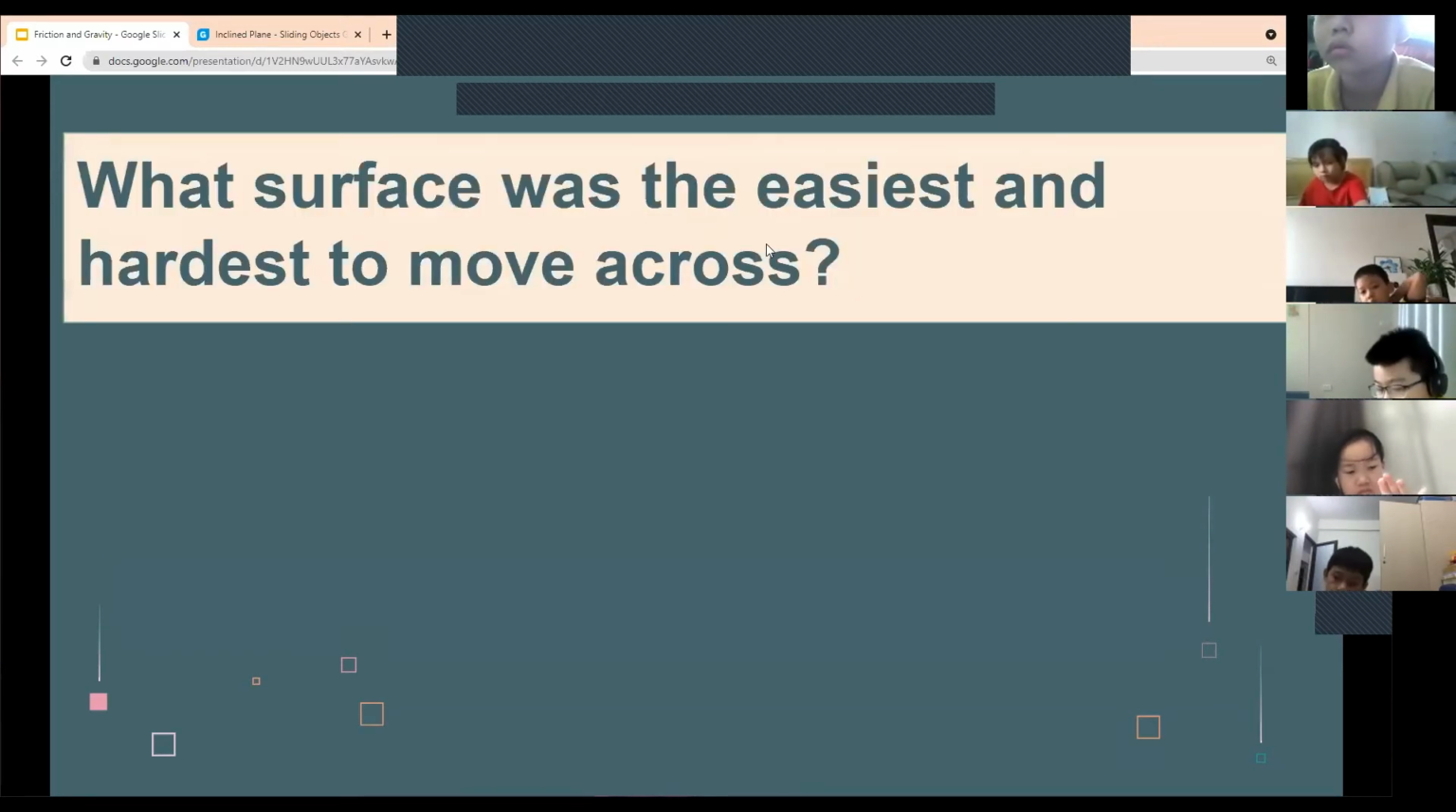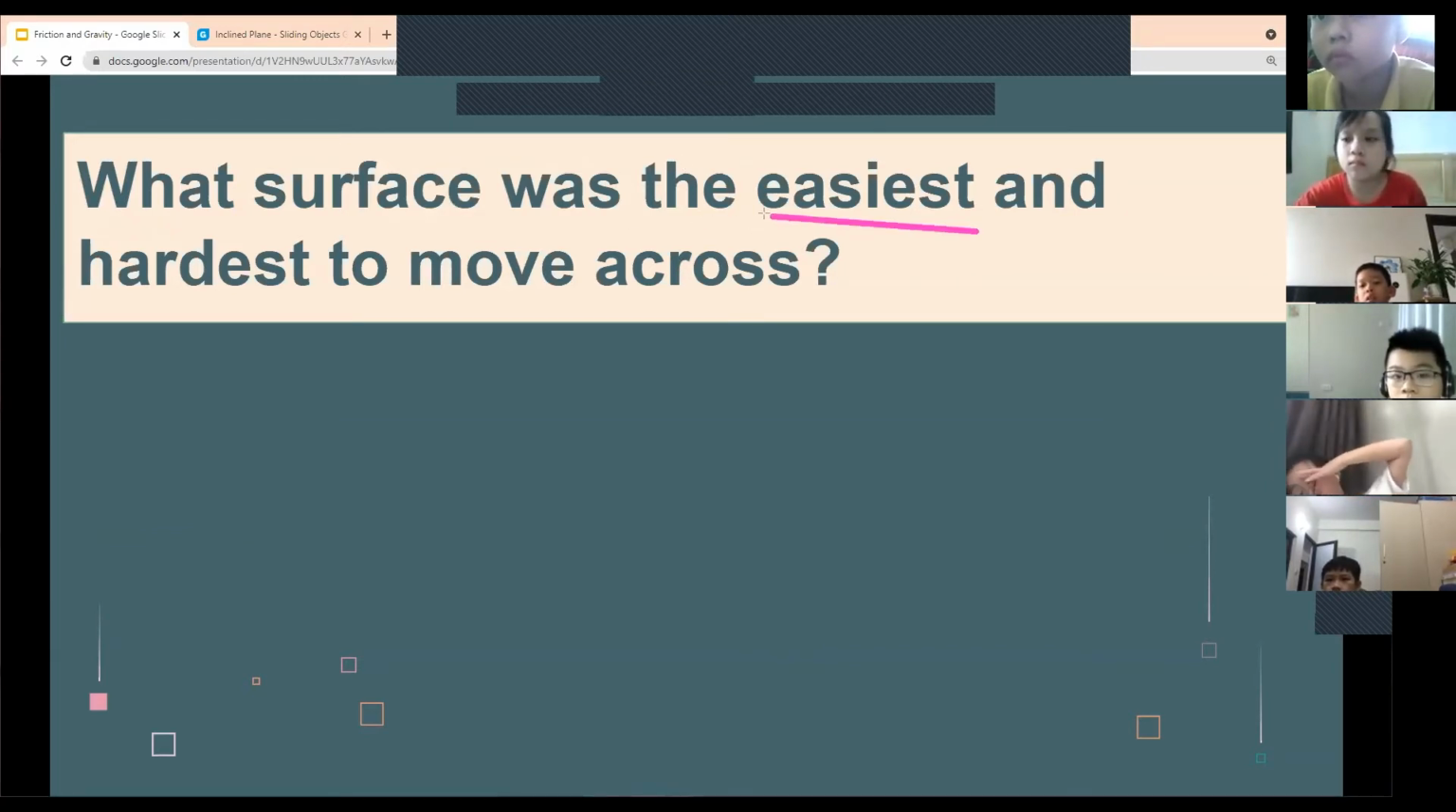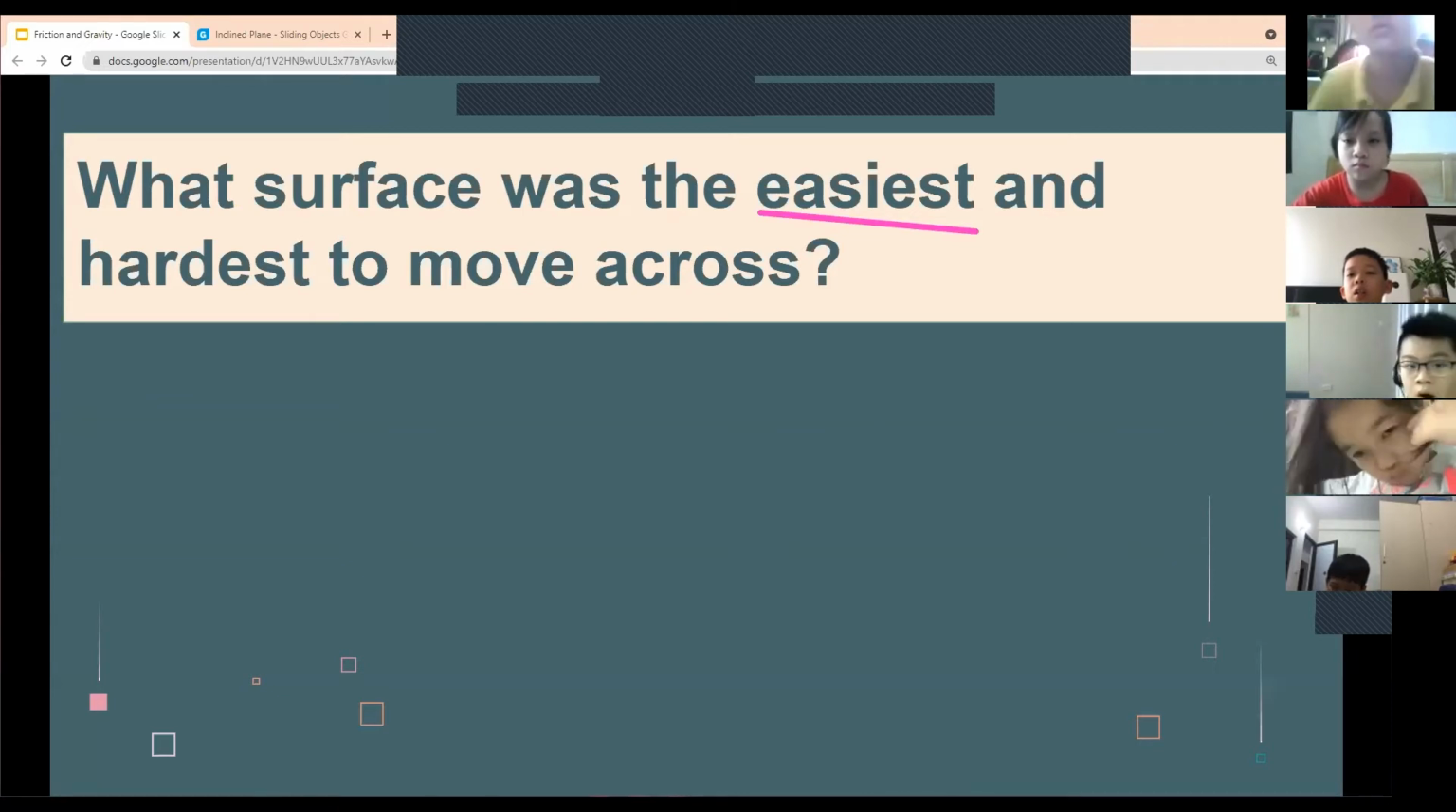Okay. Let's answer some questions. What surface was the easiest? Let's start off with the easiest to move across. Which one was the easiest to move across? Sino, which surface was the easiest for you to move across? Your hands, the desk, or something smooth, or your feet on the floor?